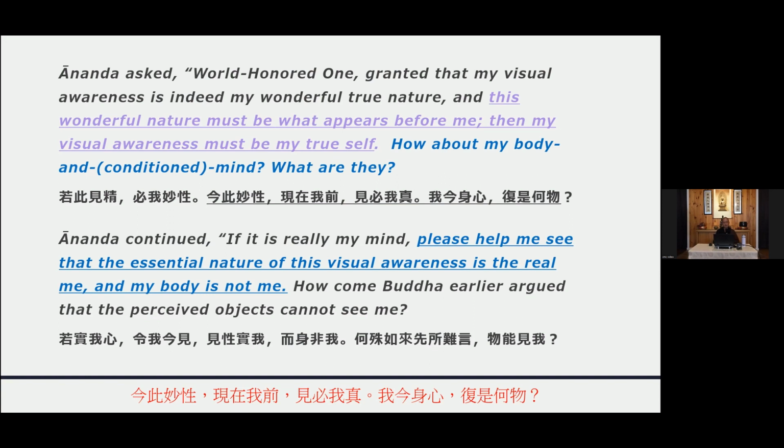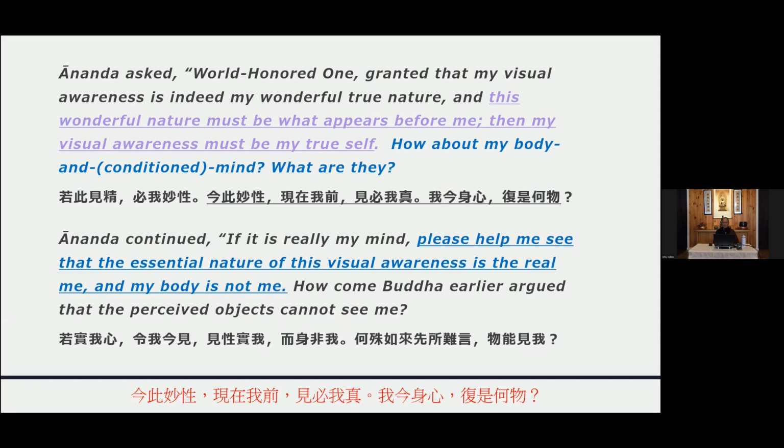Ananda asked Buddha, granted that my visual awareness is indeed my wonderful true nature, and this wonderful nature must be what appears before me, then my visual awareness must be my true self. How about my body and mind?